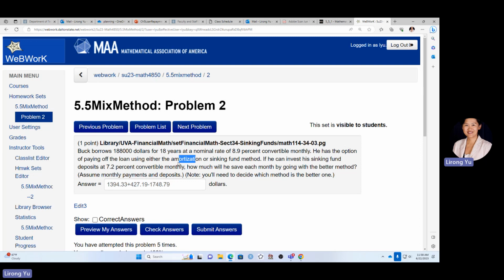So for the amortization, your interest rate is 8.9% convertible monthly. So your monthly interest is 0.089 divided by 12. But for the sinking fund, you have to pay the interest on your original loan. So the interest payment should be the same interest. You're paying 0.089 divided by 12 times the principal each month, and that's the amount of interest you have to pay.